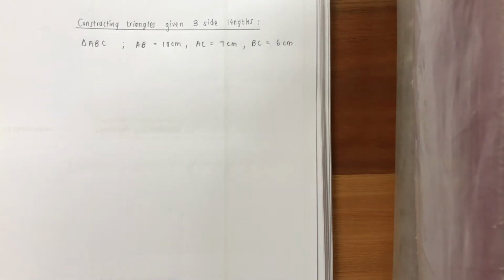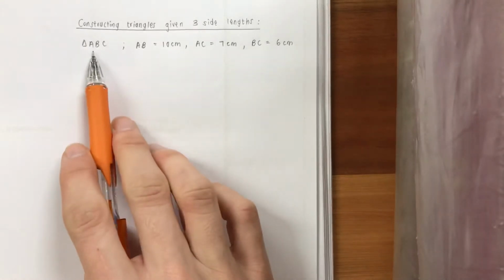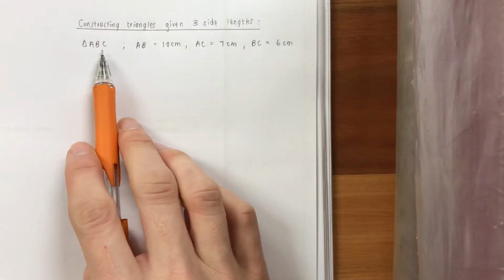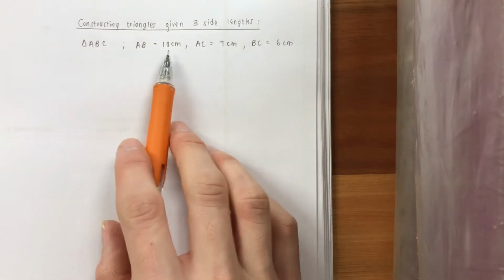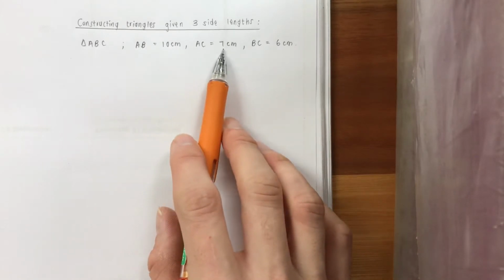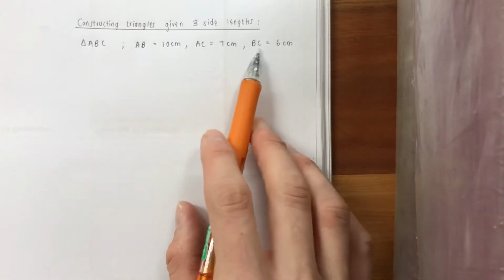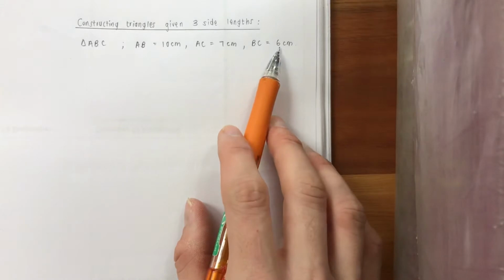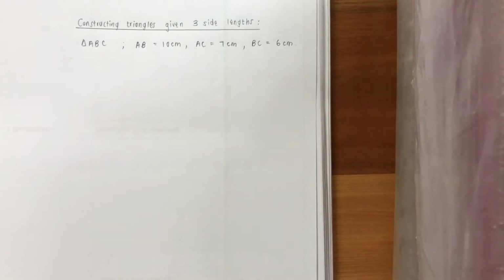Hi everyone, today we're going to look at how to construct a triangle when you're given three side lengths. You can see that in this example we have triangle ABC, and AB, that's one side, is 10 centimeters, AC, another side, is 7 centimeters, and then BC, the third side, is 6 centimeters long.